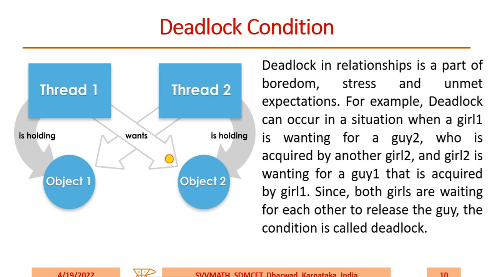Thread 1 wants object 2. Thread 2 wants object 1. But object 1 is held by thread 1, or a process, you can say, and object 2 is already held by process 2. Now, process 1 or thread 1 is waiting for thread 2, and thread 2 is waiting for thread 1. They have become wait-for-each-other. You can pause the video and just read it.